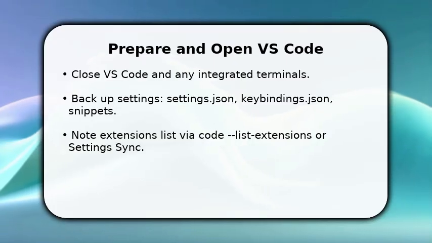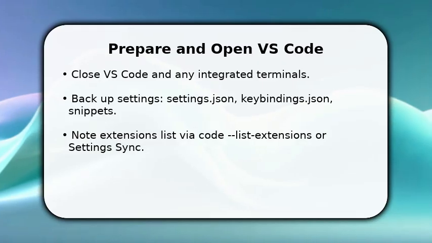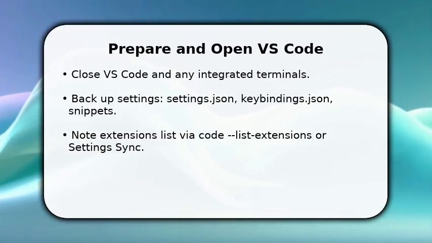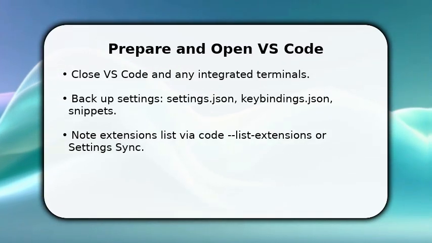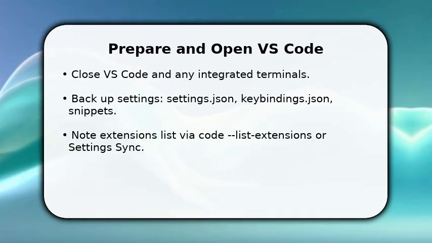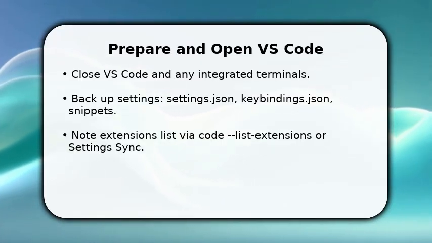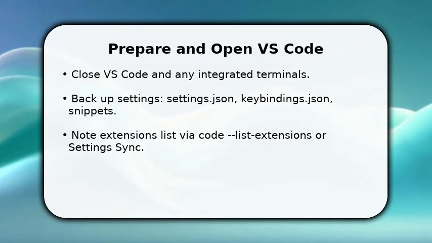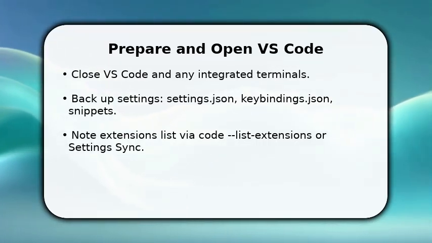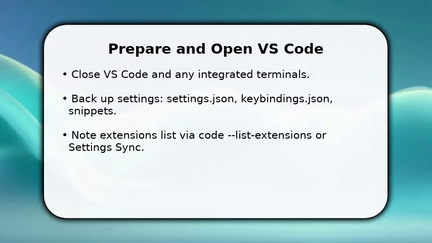You start by stopping VS Code now. Close all windows and terminals so files aren't locked. Back up your user settings and key bindings because you will overwrite them. Export settings.json and keybindings.json to a safe folder. Once done, capture your extensions list with code --list-extensions or enable Settings Sync to save them. These steps prevent data loss and let you restore selectively.